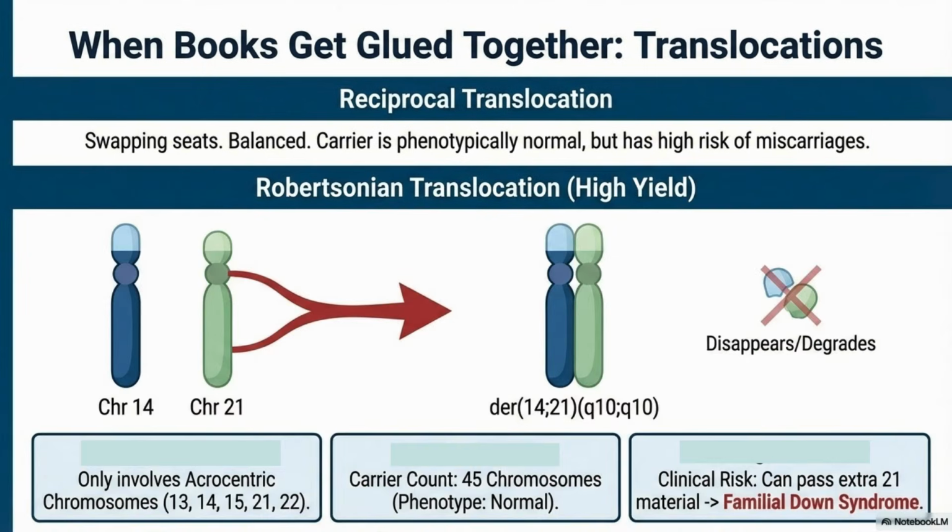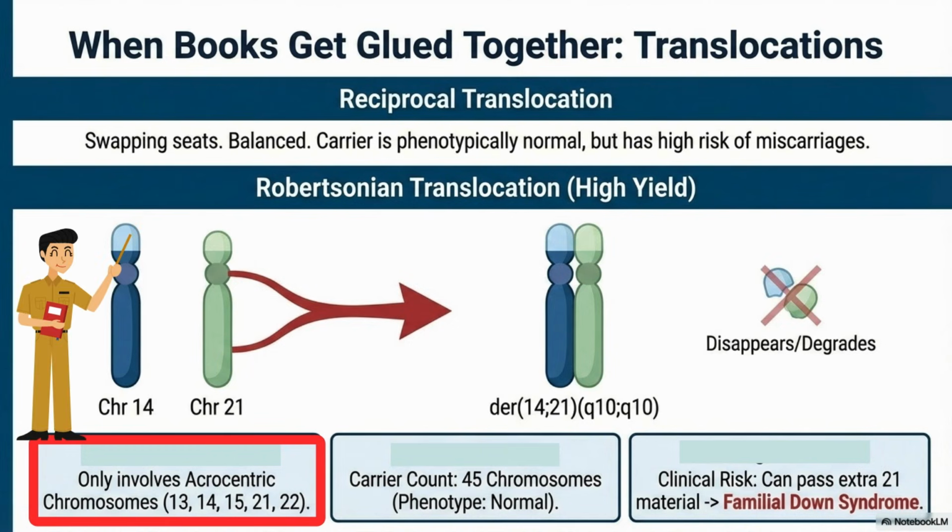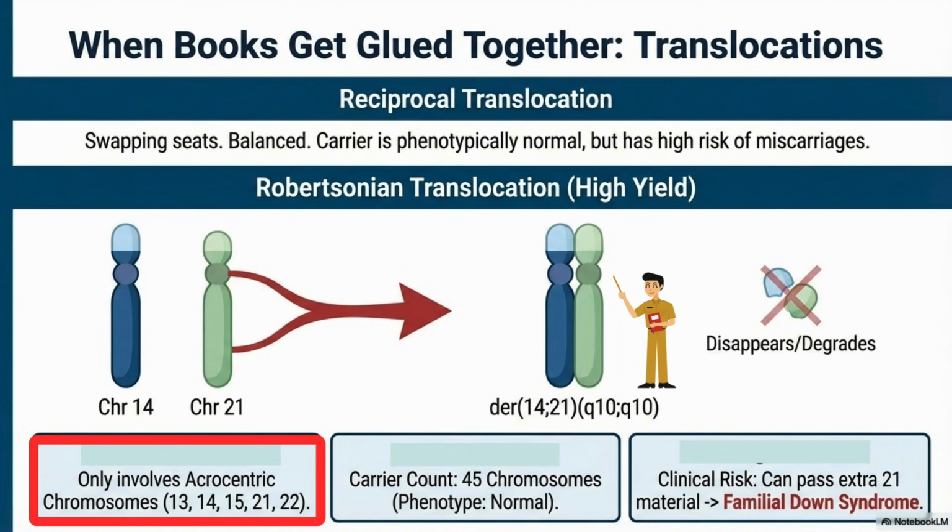Robertsonian translocation happens only with acrocentric chromosomes like 13, 14, 15, 21 and 22. These have very short P arms. 2 chromosomes fuse at the centromere. The 2 long arms join to make one giant chromosome. The 2 short arms fall off and are lost.